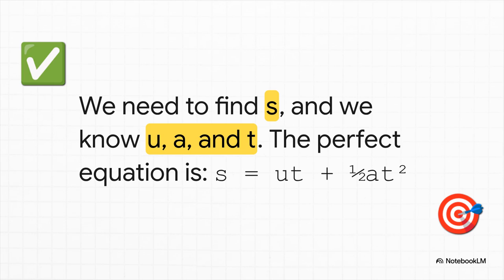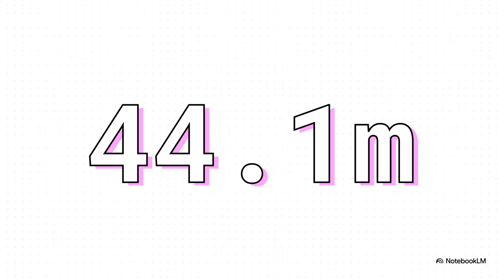We just look at our list of variables. We need to find s, and we know u, a, and t. So we just scan our toolkit for the one equation that links those 4 variables. And there it is, the perfect fit. s equals ut plus 1/2 at squared. And for the final step, we solve it.